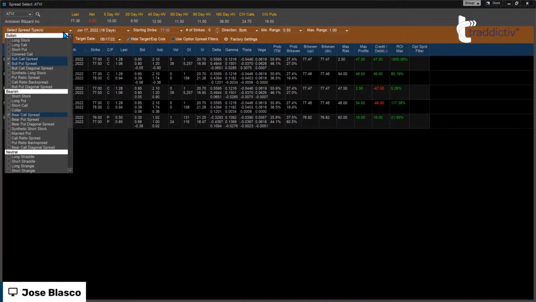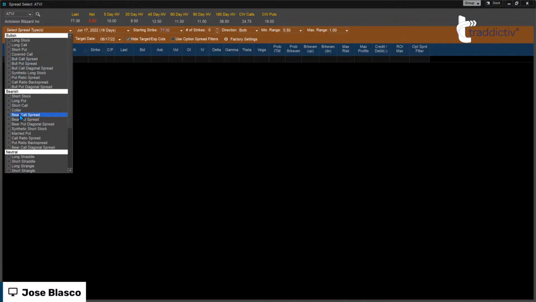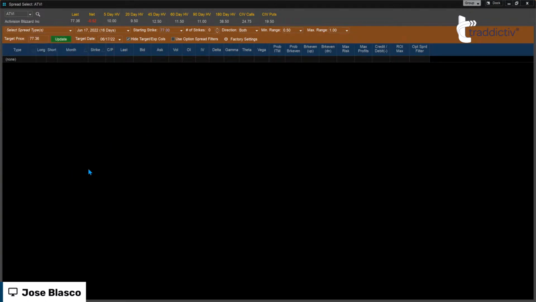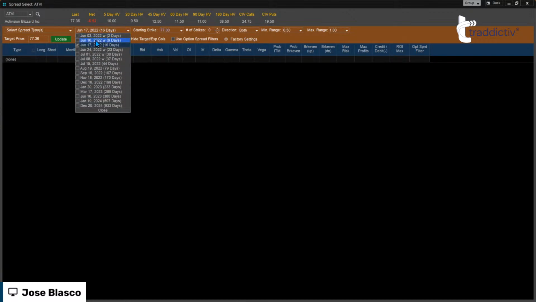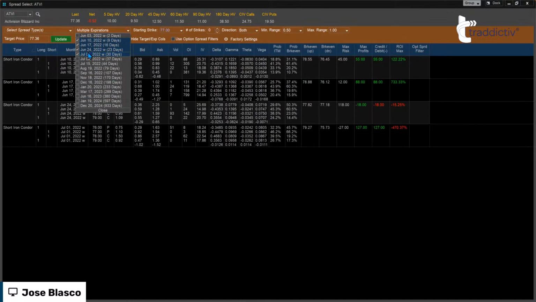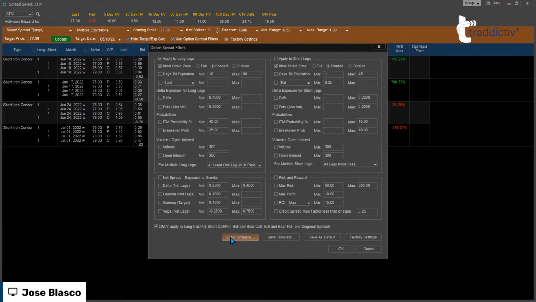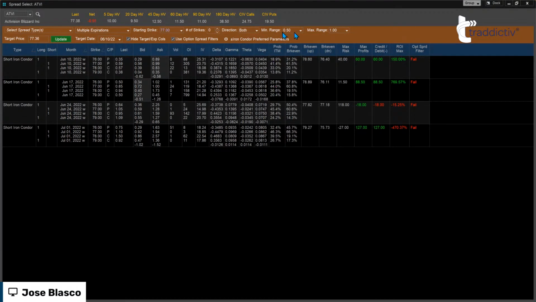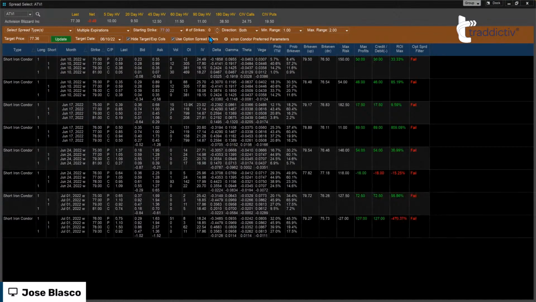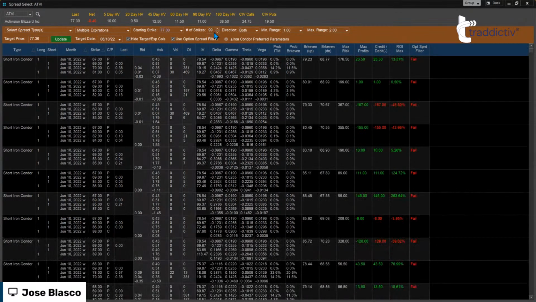I'm going to be looking at building short iron condors. I am going to be looking at 10, 17, 24, July 1st. We're going to be looking at 4 expiration dates. Okay. We're going to be using options filters. I want to load my template for iron condors, which is very demanding. And we're going to do minimum 1 and maximum 2. Okay, this is a $77 stock. So update, and then I'm going to build 99 condors and see what happens.